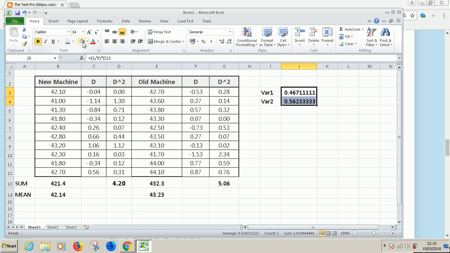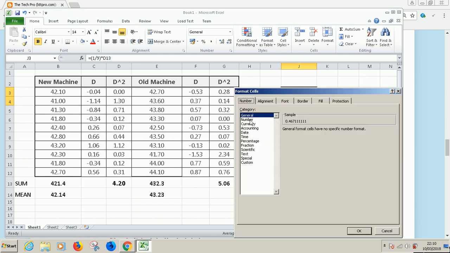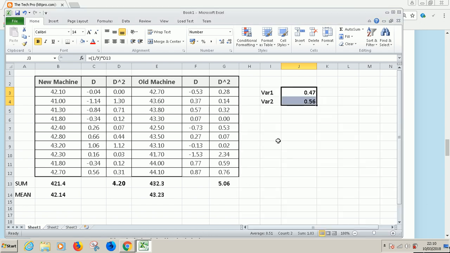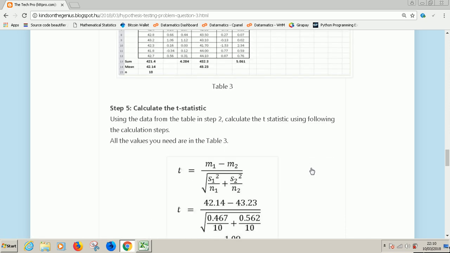So let me just make it to be 2 decimal places. So just right click, format cells, and then go to numbers, and then use 2 decimal places. Alright, so this is where we are at this point. We've calculated the variances for the two groups, and now we are ready to calculate the t-statistic.